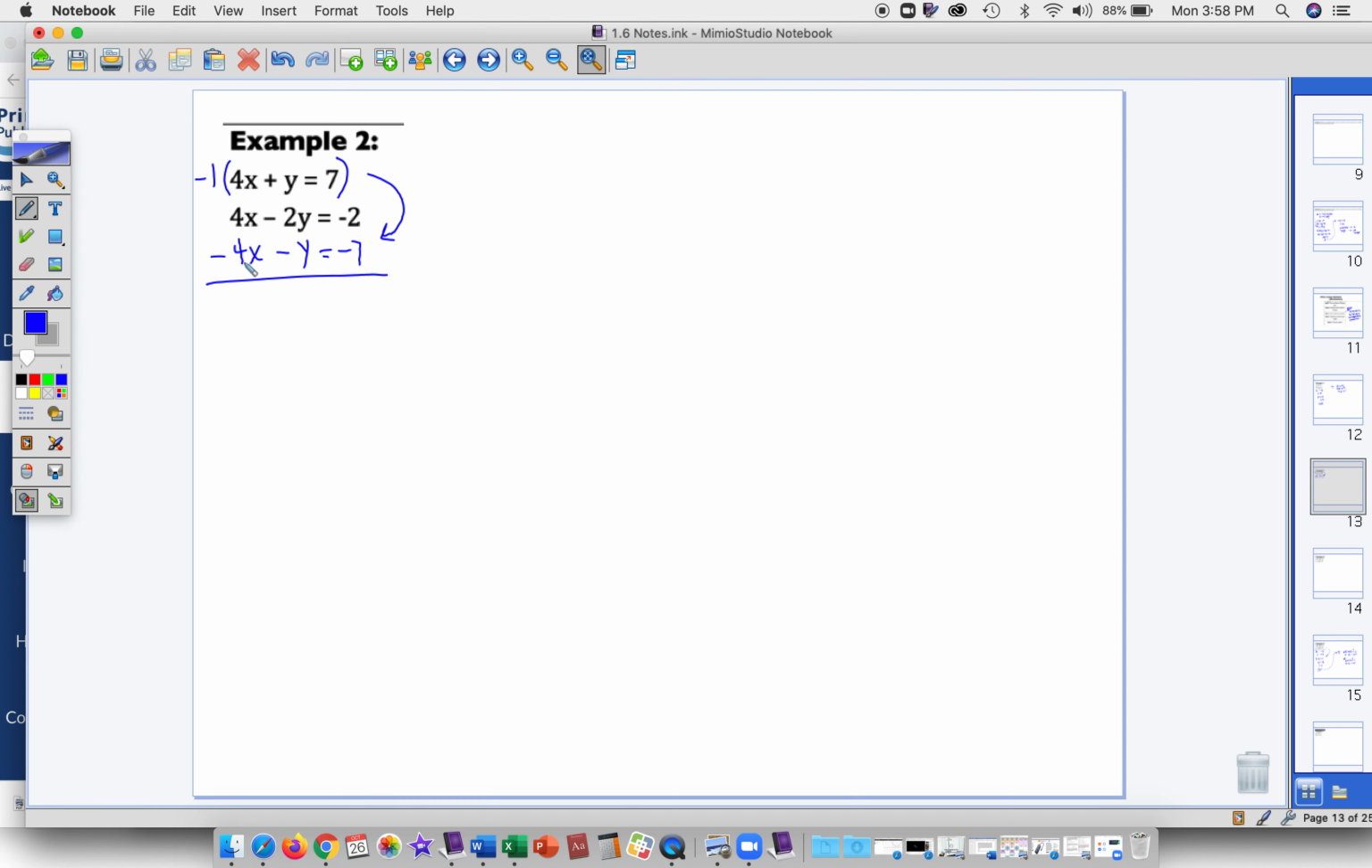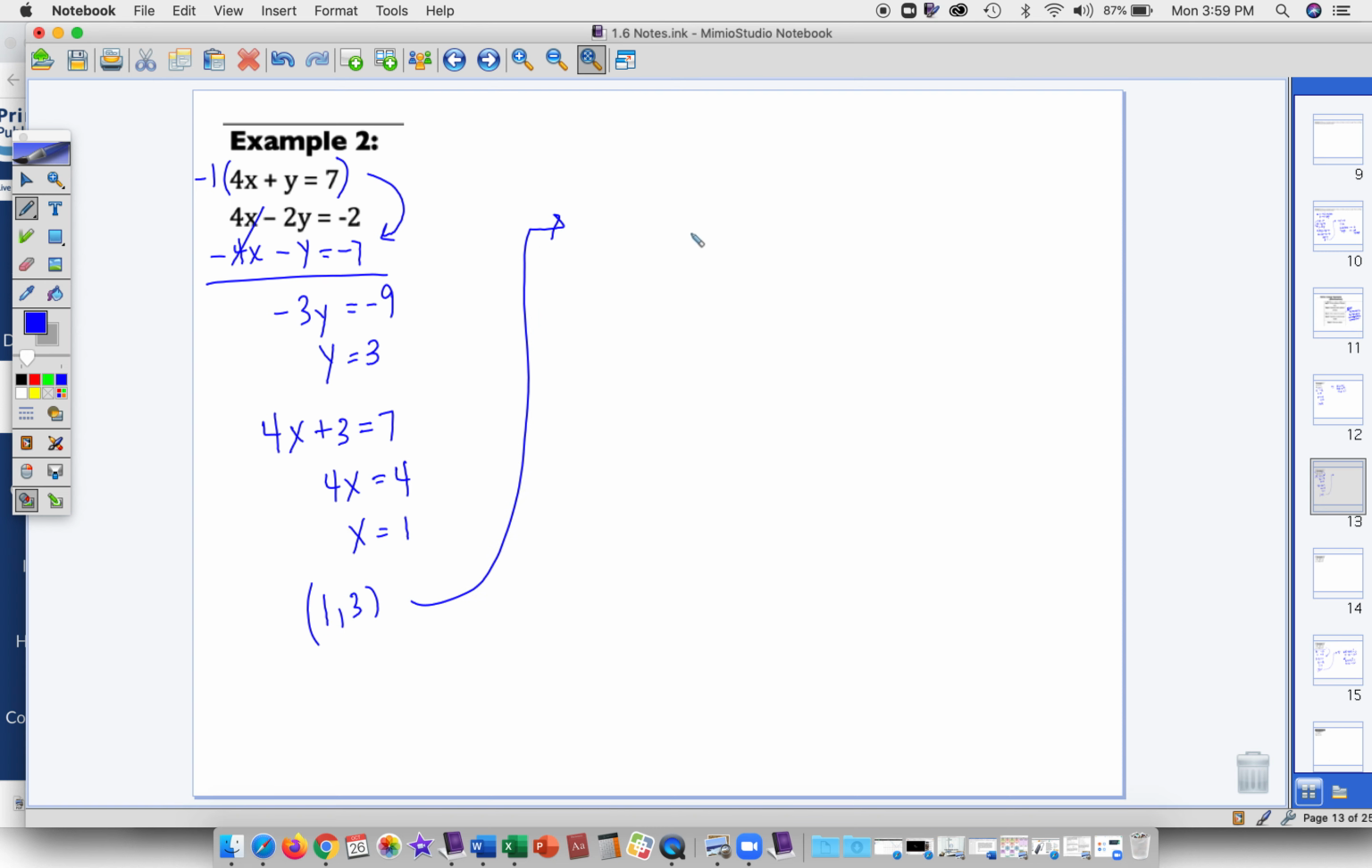Now I can add these two equations together. So I have the opposites. These cancel out. I get -3y and -9. So y is equal to +3. Again, it's my choice. I'm going to go to the first equation and plug y into that equation. So subtracting, I get 4x is equal to 4. So x is equal to 1. So my final solution is 1, 3.